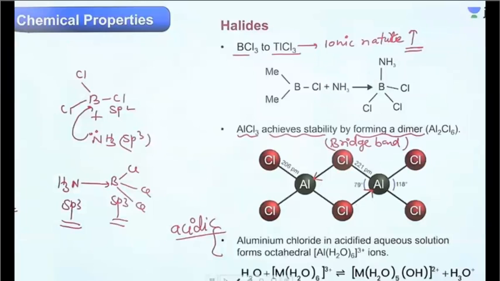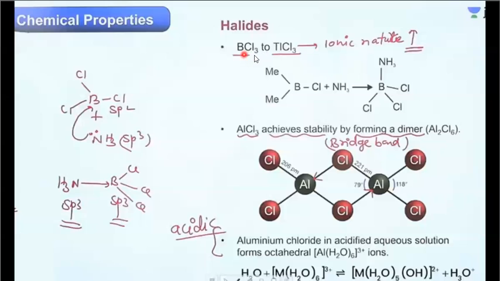Now the halides of the compound. I have just discussed the hydration enthalpy of aluminum halide. We have discussed the oxides and the hydroxides. Now we will be discussing the halides of the elements of group 13. They will form halides of the type EX3. Suppose X is chlorine, then BCl3, then AlCl3.